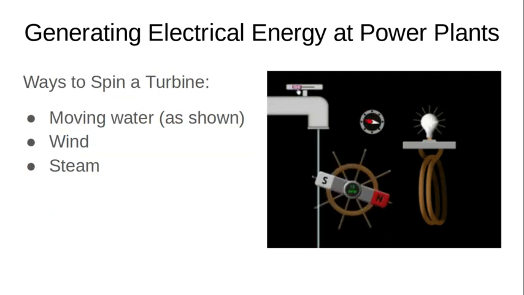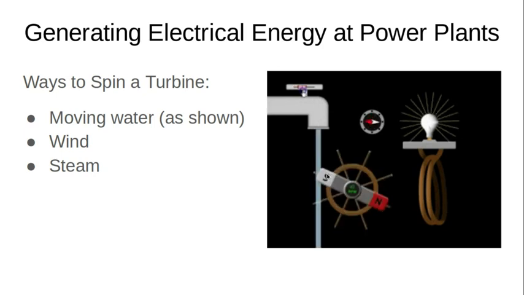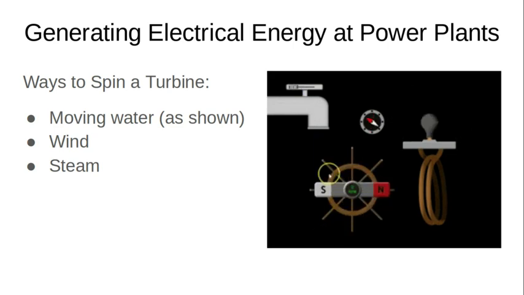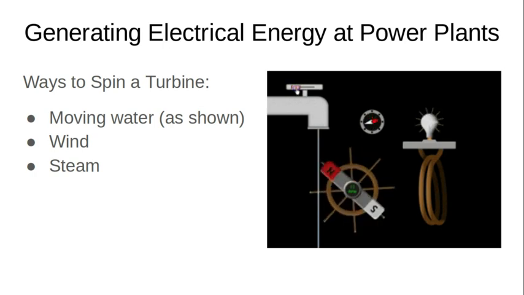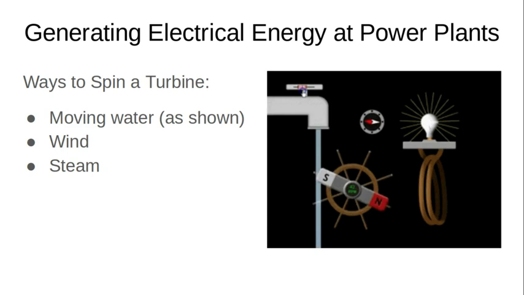So, this paddle wheel that you see right here is basically a very simplified version of what's called a turbine. And a turbine is basically any kind of device that's attached to an axis that has a magnet on it. And anytime you get a turbine to spin, you can spin the attached magnets.